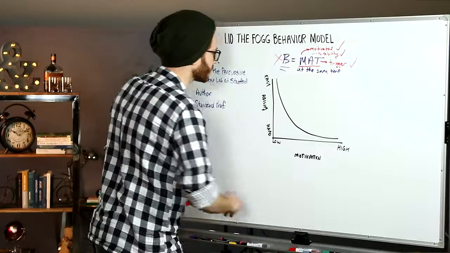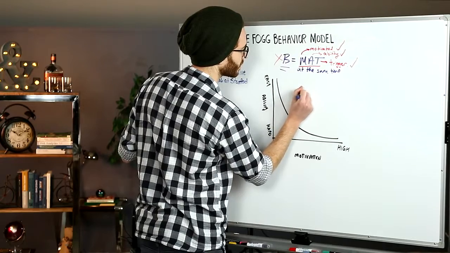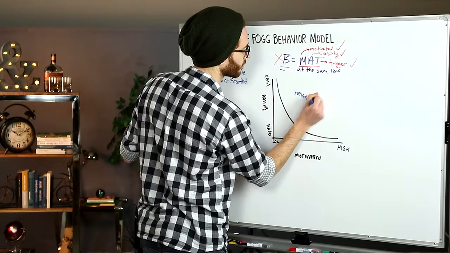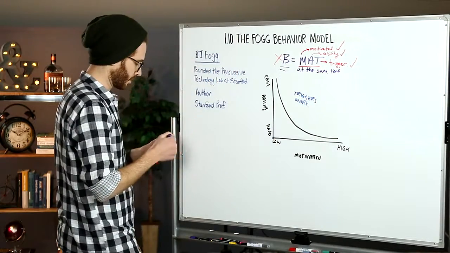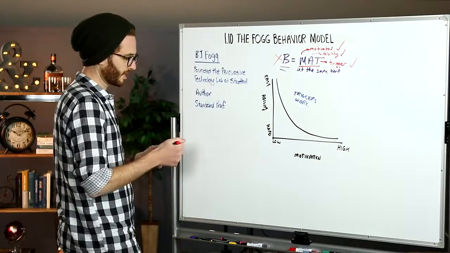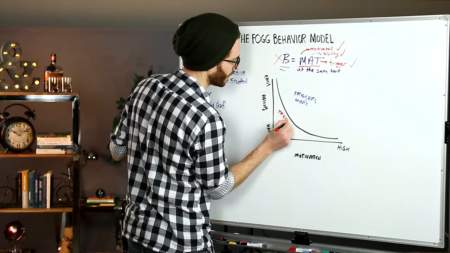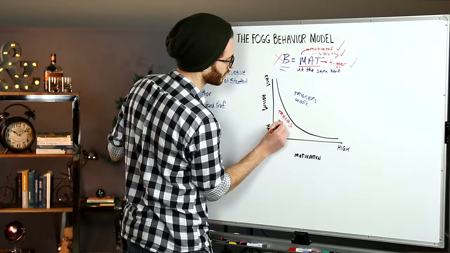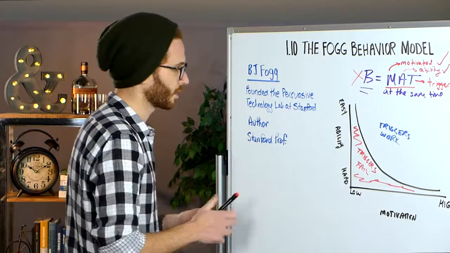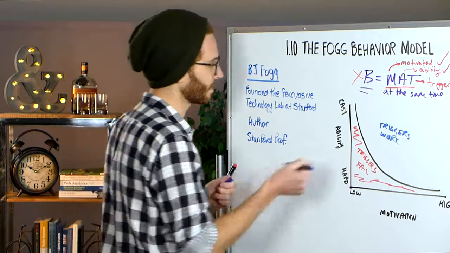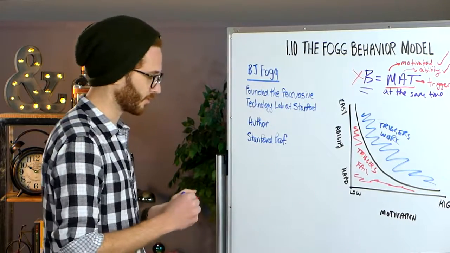Your triggers are going to be successful over here, right? So triggers will work. And under the action line, your triggers are going to fail. And there will be no behavior. Triggers fail over here. And triggers work above the action line over here. Now, this is very important for web usability, right?